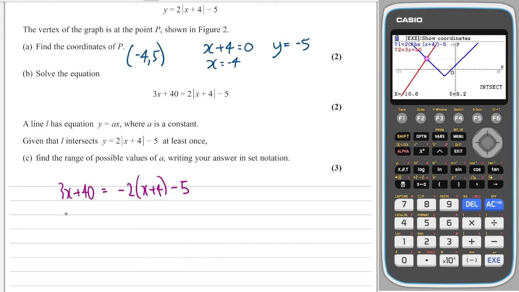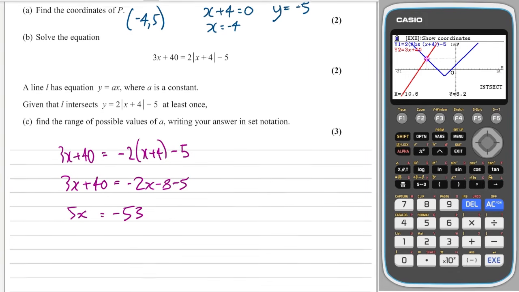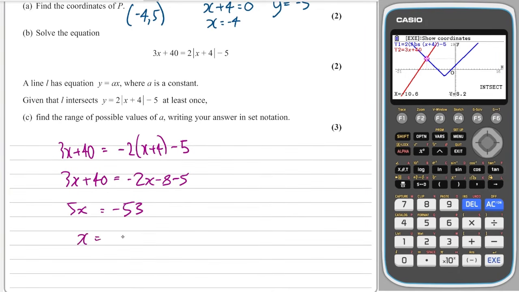So this is going to give me 3x plus 40 is equal to minus 2x minus 8 minus 5. That's going to give me 5x on that side. That's going to give me minus 13, and minus 40 is minus 53. So we're going to divide that through to get minus 53 over 5, which is minus 10.6, as our calculator told us it would be.